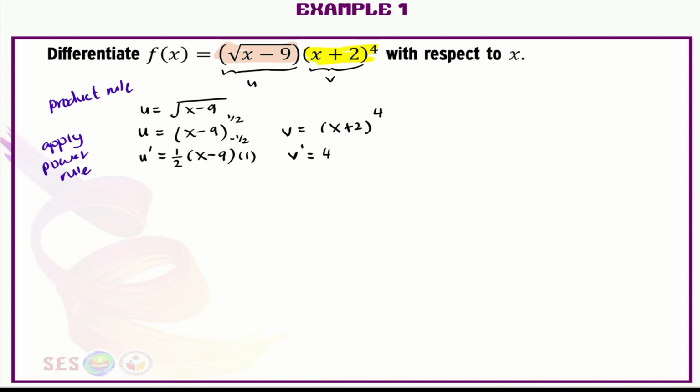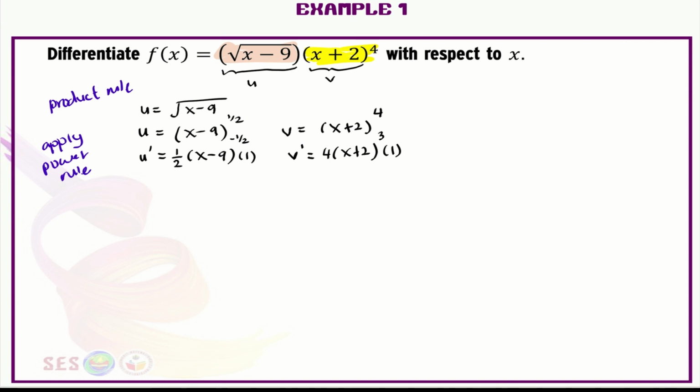We are going to do completely the same for the v prime here. Bring down the power first, write back whatever is inside the bracket, the power now is 3, and times the differentiation of whatever is inside the bracket. So we have x plus 2, and differentiating x plus 2 should give us just constant 1 as well.